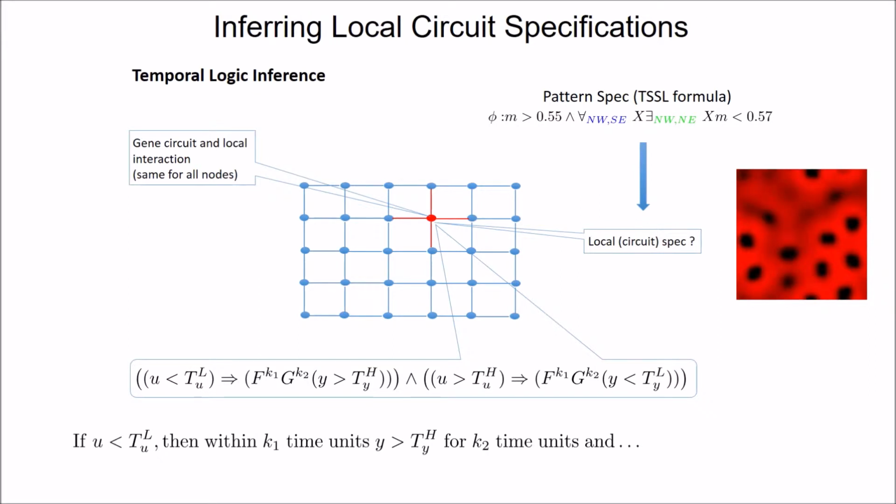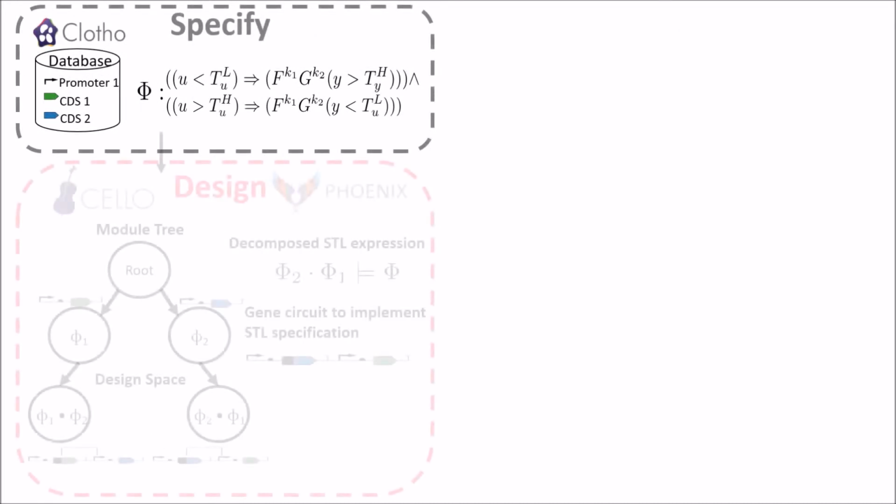Given a pattern specifier, the next step is to synthesize individual gene circuits and corresponding local interactions leading to the formation of desired global patterns. We use a novel approach called temporal logic inference. In short, using tools from machine learning and formal methods, we map global pattern classifiers to temporal logic properties that need to be satisfied locally by each circuit. Here is an example of such a temporal logic property, which is a formula in signal temporal logic, and the bottom of the slide shows how this formula can be read in plain English.